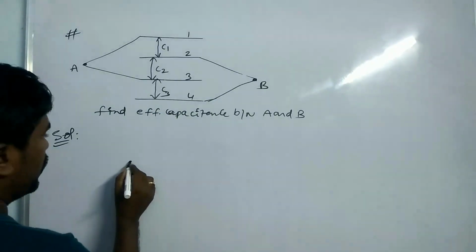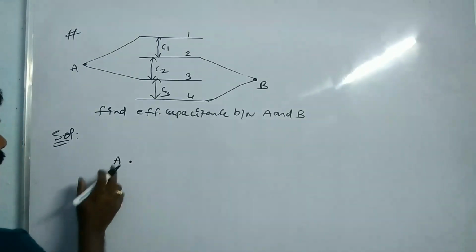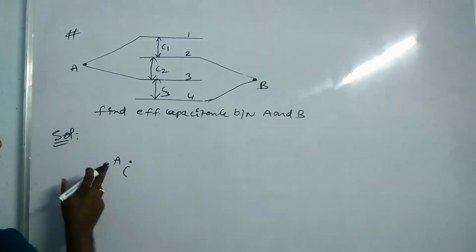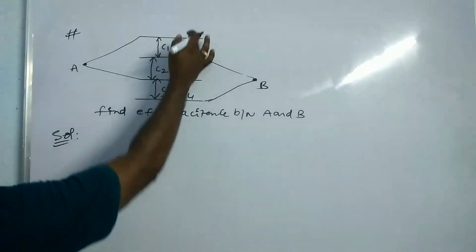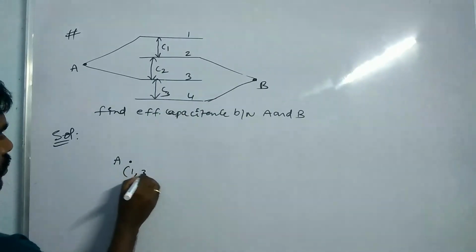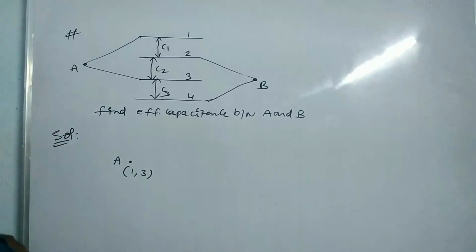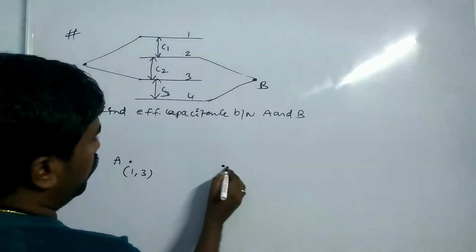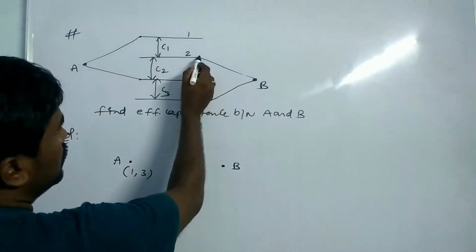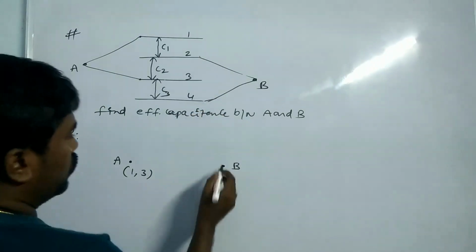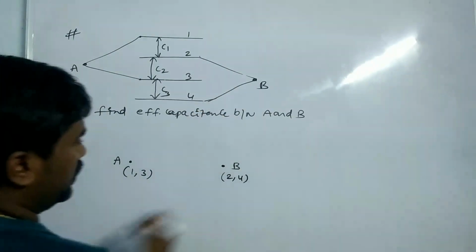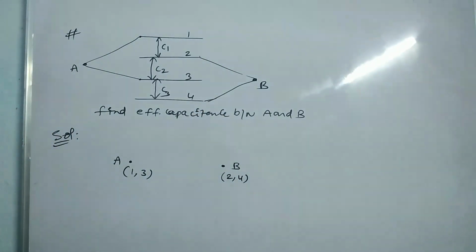Now at first you have to point out at point A, which plates are connected: the first plate and the third plate. So this is the first plate and this is the third plate, and they are connected to each other. And coming to point B, point B is connected to the second plate and the fourth plate. This is the first step you have to do.